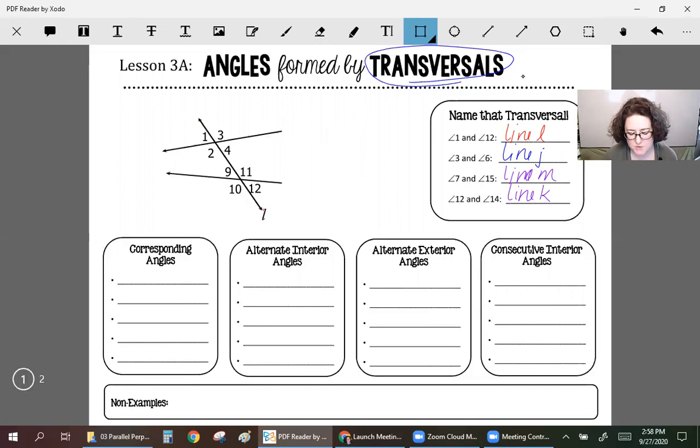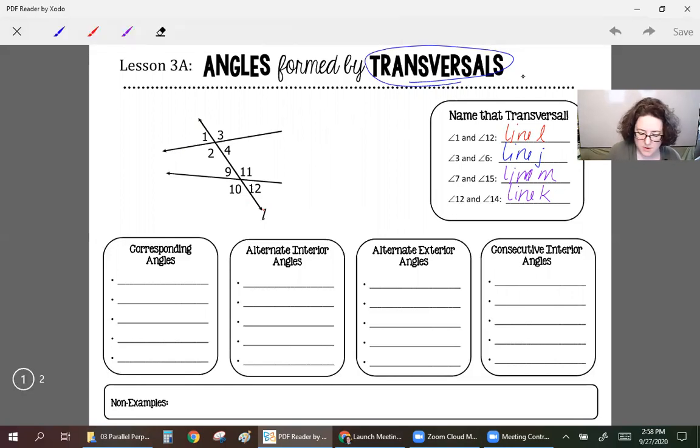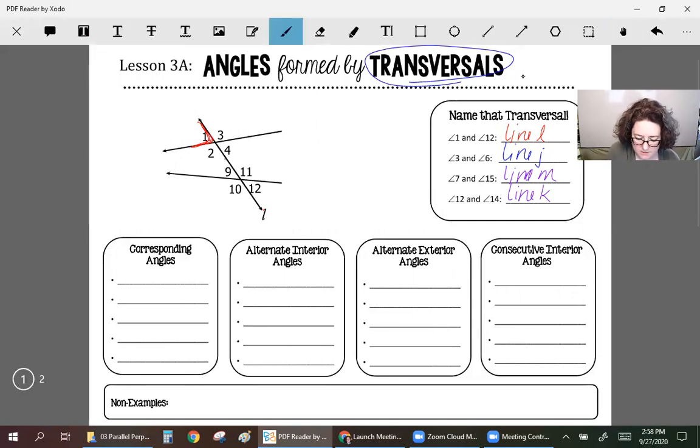And so we have angles 1, 2, 3, 4, 9, 11, 10, and 12. And so the first angle that I'm going to pick out, let's just pick out angle 1, because why not? Okay, so angle 1 and angle 9. So notice if we have two separate intersections, the top intersection with angles 1, 3, 2, and 4, the bottom intersection with angles 9, 11, 12, and 10. The angle 1 and angle 9 are actually both in the top left. So they're in their corresponding or matching places. So angle 1 and angle 9 is one pair of corresponding angles.